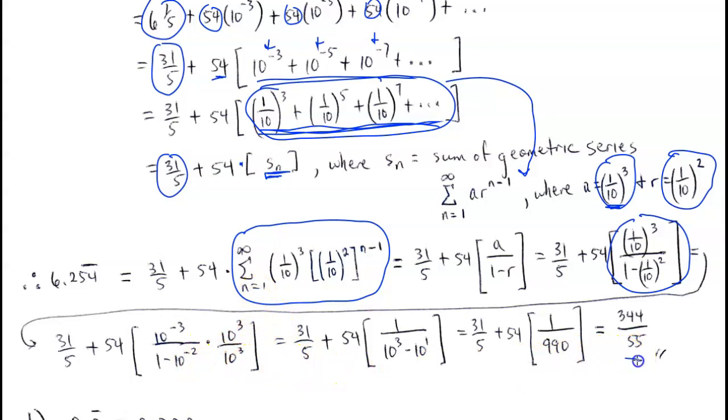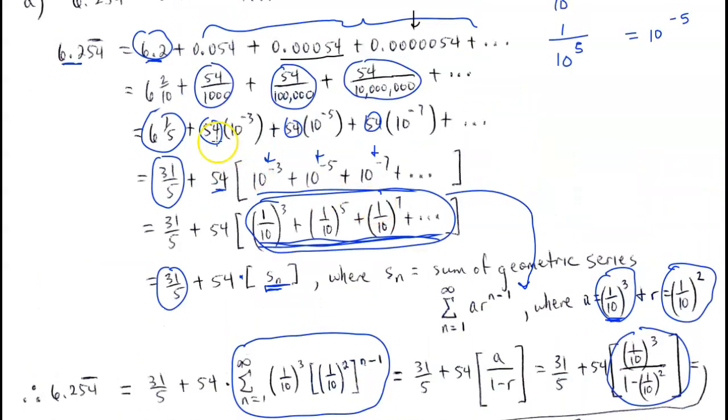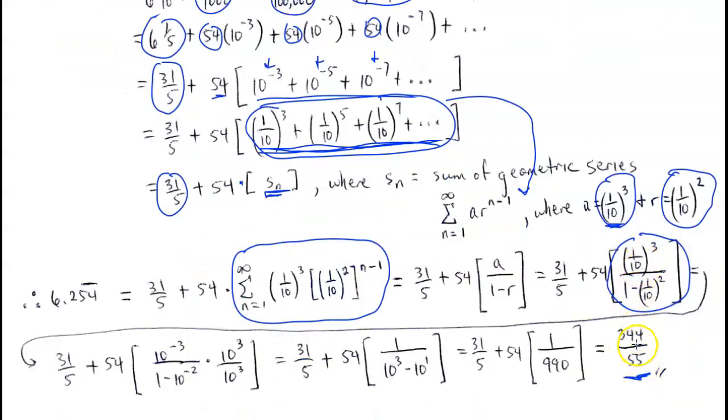And we see that when we do that, we end up getting 344 over 55. And so that would be the way that we would express this particular repeating decimal number as a fraction. This is an example of why we consider repeating decimal numbers as rational numbers, because they can be expressed as a fraction. And of course, by definition, any number that is considered to be rational can be expressed as a fraction.